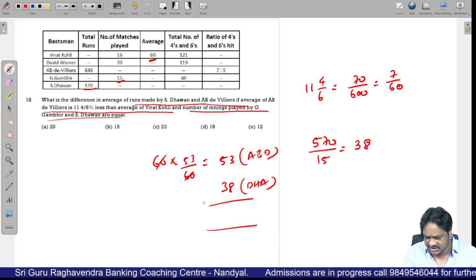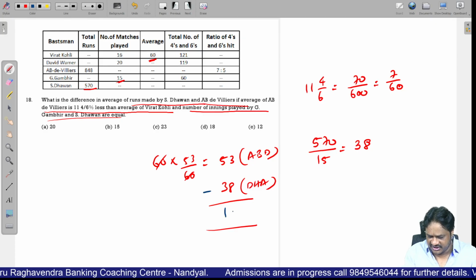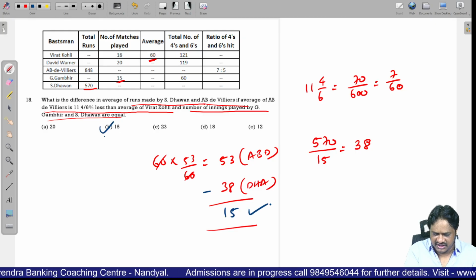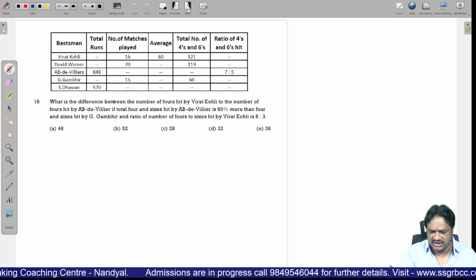So the difference. What is the difference of 53 and 38? It is 15. So the correct answer is 2. Let us see the next one.